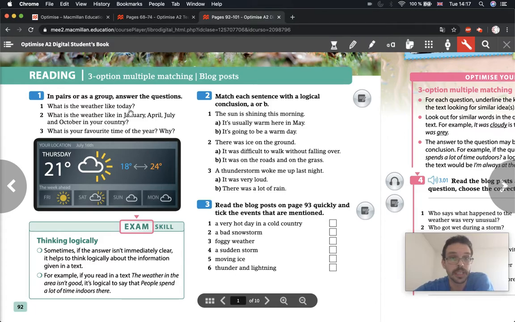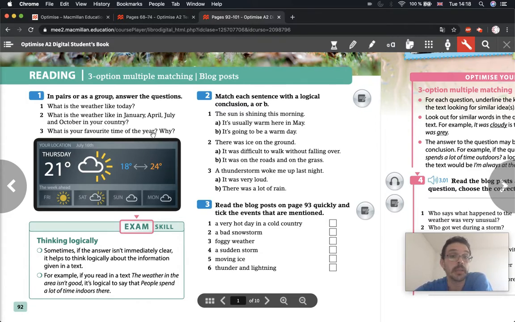What's the weather like today? Well, it's nice and sunny and warm. What's the weather like in January, April, July, and October in your country? Well, January is normally pretty cold because it's winter. April starts to get a bit warmer. Sometimes there's a bit of sun, but it's quite rainy as well. And July is usually very hot in the middle of summer. October is also quite hot as well.